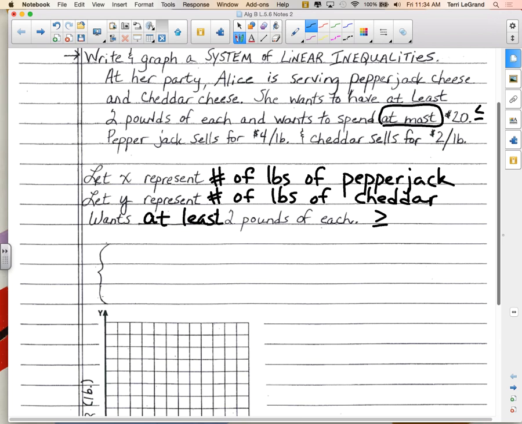Oh, I have better taste than you do. My cheese costs more. You guys like the cheap stuff?